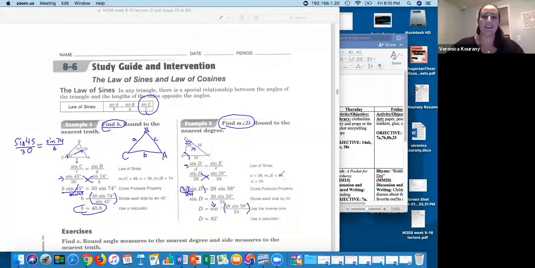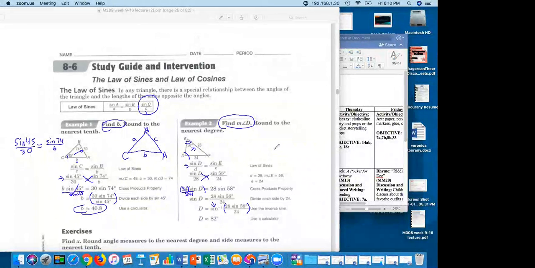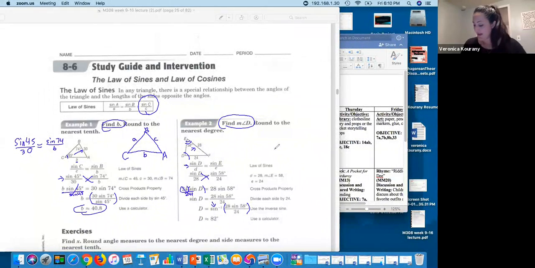All right, so that's the law of sines. Are there any questions? Not yet? Okay. So I'm going to let you practice now. You're going to work on 1, 3, and 5. Okay?